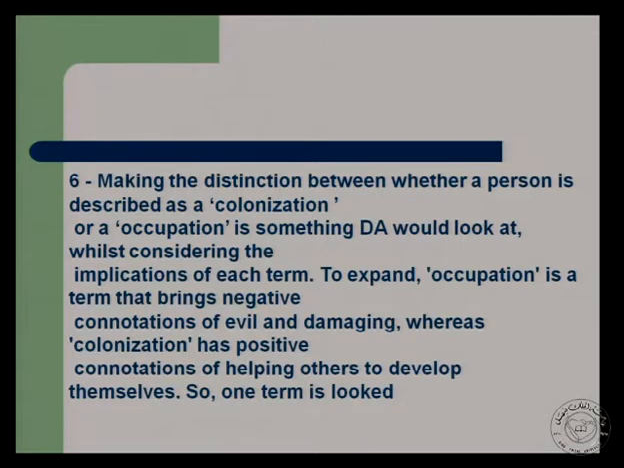So, to expand, occupation is a term that brings negative connotations of evil and damaging, whereas colonization has positive connotations of helping others to develop themselves. And because of so, as I have said, if an Indian wrote about the period where the British were in India, he would say occupation. But if a British person wants to write about the same period, he would say colonization. So the social context is very important, and the historical event or period is very important as well.